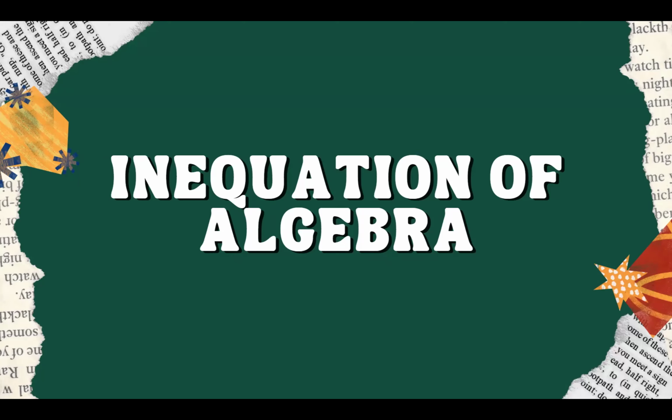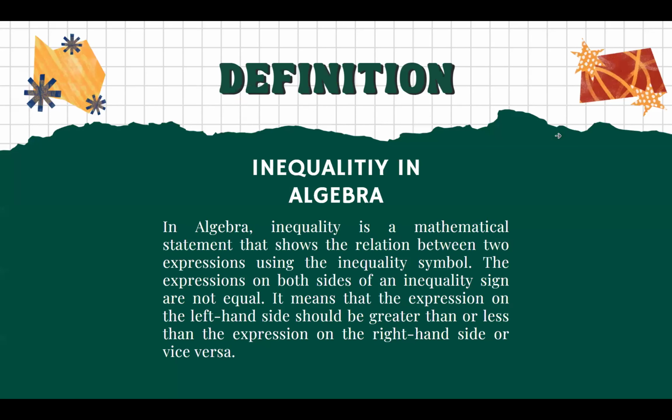Okay, what is inequality in algebra? In algebra, inequality is a mathematical statement that shows the relation between two expressions using the inequality symbol. The expressions on both sides of an inequality sign are not equal. It means the expression on the left-hand side should be greater than or less than the expression on the right-hand side, or vice versa.